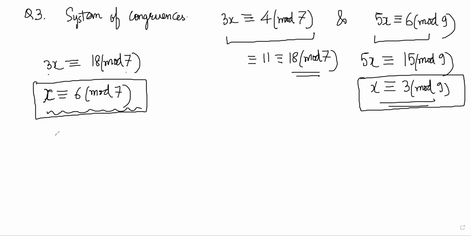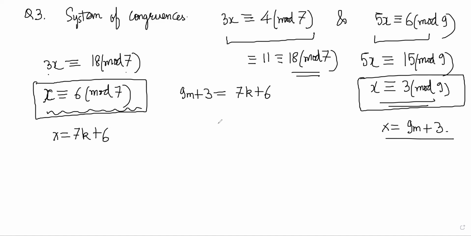So the idea here is x can be written as 7k plus 6 from here, and x can be written as 9m plus 3 from here. So when are both going to be true simultaneously? 9m plus 3 should be equal to 7k plus 6. And from here we can say 9m is equal to 7k plus 3. So 9m is congruent to 3 mod 7. This is what we are getting when we try to satisfy both the conditions simultaneously.